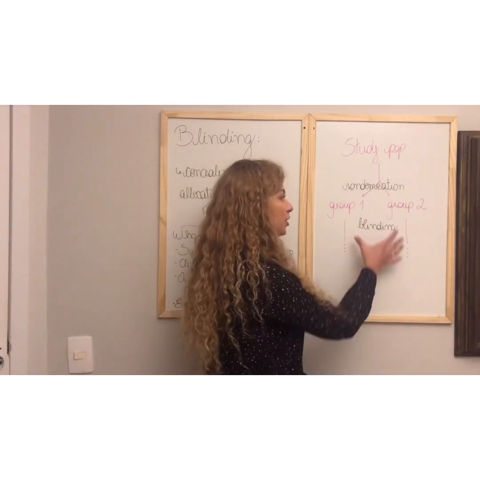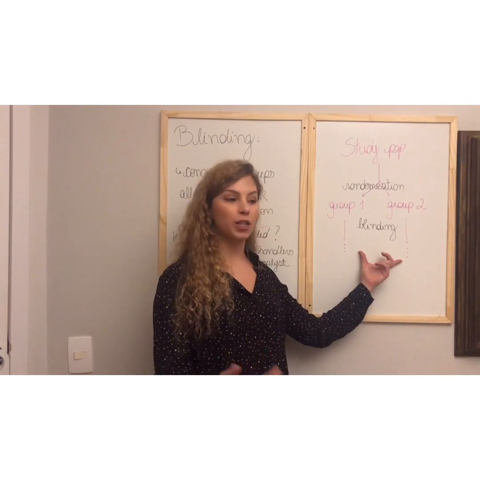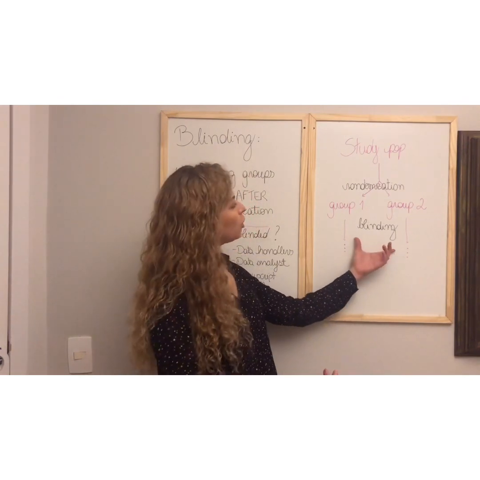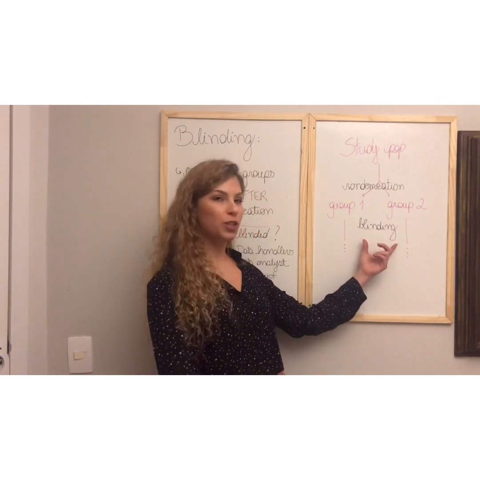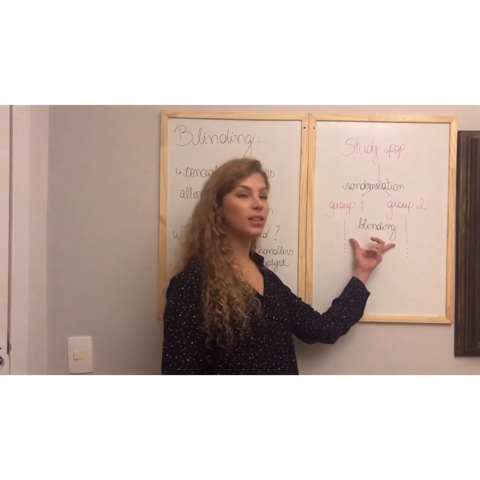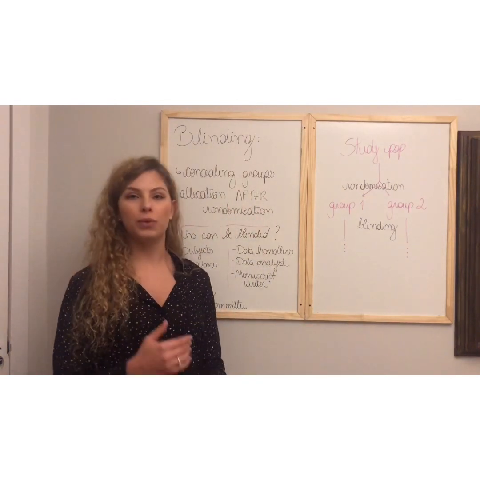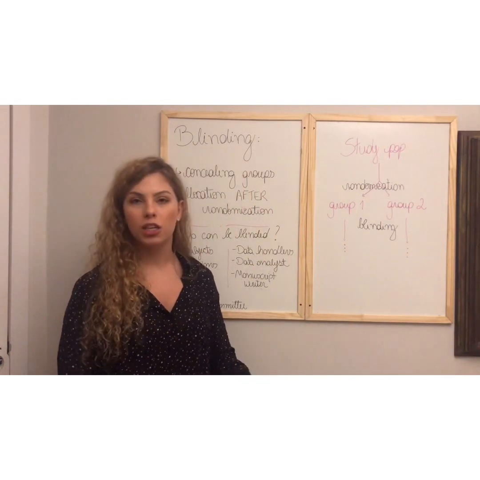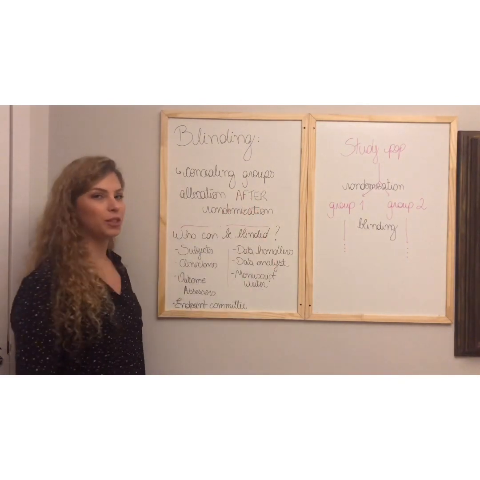And after the randomization, in order for the subjects to not know which group they are in, we call it blinding. We need blinding. So blinding is basically allocation concealment after randomization. Alright guys, do not forget, after, alright?